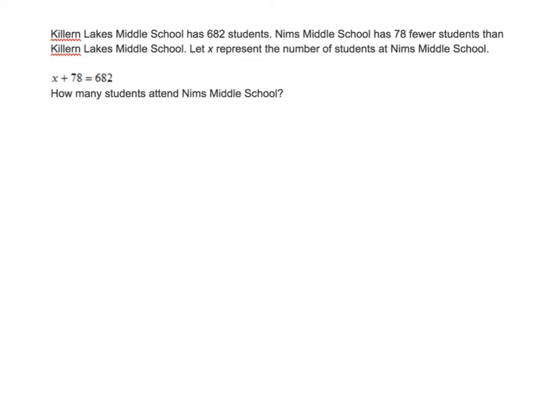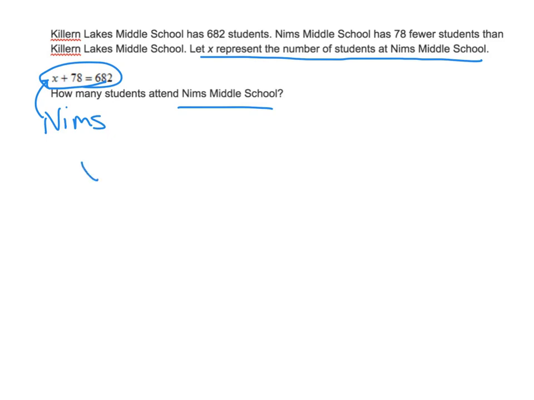So they have made our lives easier automatically by giving us the equation. They're not going to make us write the equation, they just gave it to us. So all we need to do is figure out what that value of X is, because they ask us for the number of students at NIMS, and they tell us that NIMS is represented with X. So I can solve for X again by using the inverse operation. So in this problem I have addition, so I'm going to subtract. I'm going to take out 78 from both sides here.